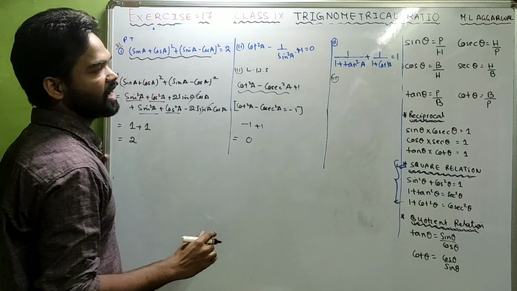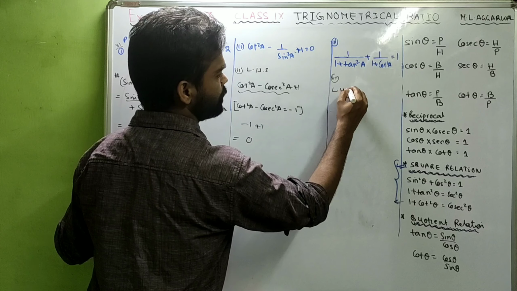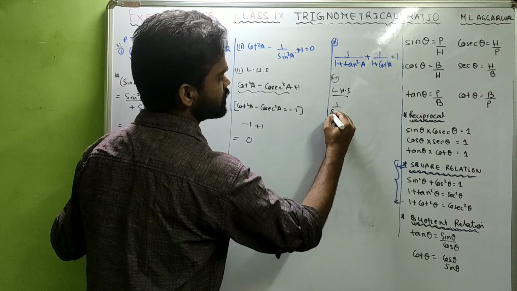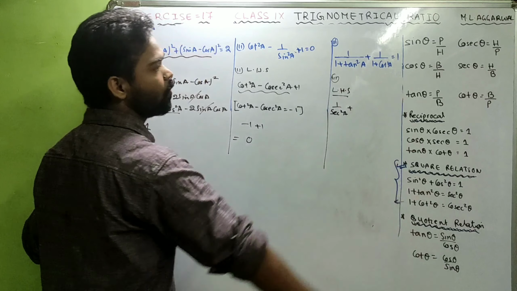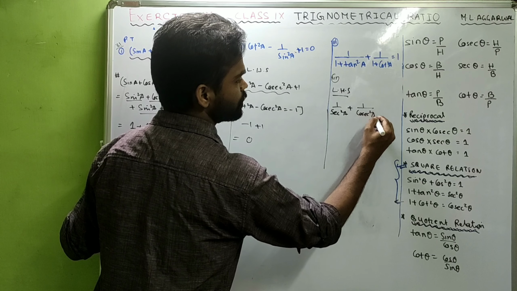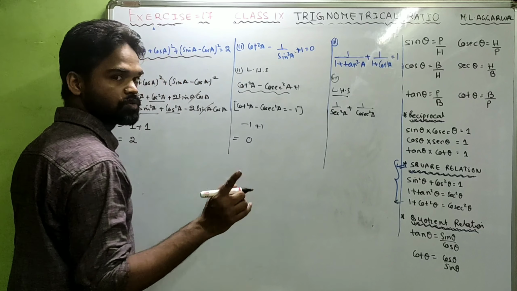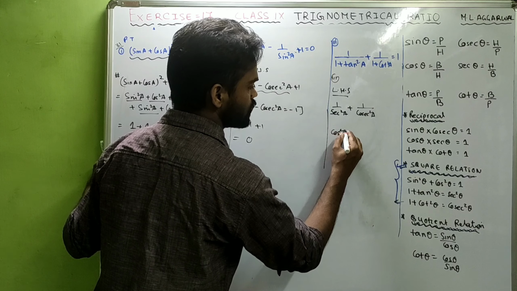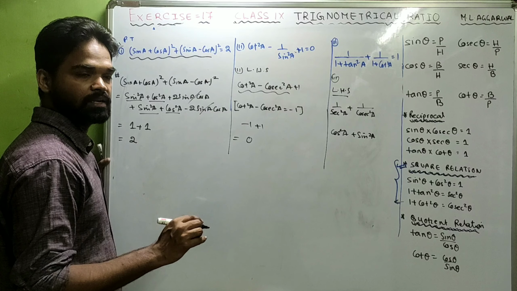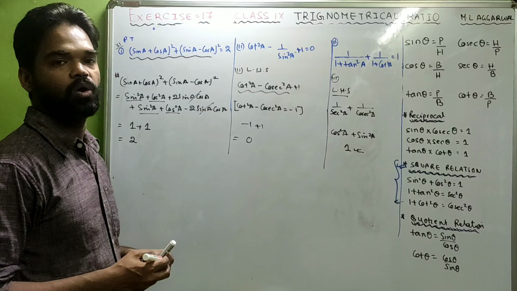The last one is pretty easy. 1 by 1 plus tan square A plus 1 by 1 plus cot square A equals to 1. Very easy. Left hand side, look properly. 1 by 1 plus tan square A. 1 plus tan square is sec square A. So that becomes 1 by sec square A plus 1 by 1 plus cot square A, that becomes 1 by cosec square A. Now 1 by sec is cos, because the reciprocal of cos is sec. So we can write cos square A plus sine square A, because cosec is the reciprocal of sine.